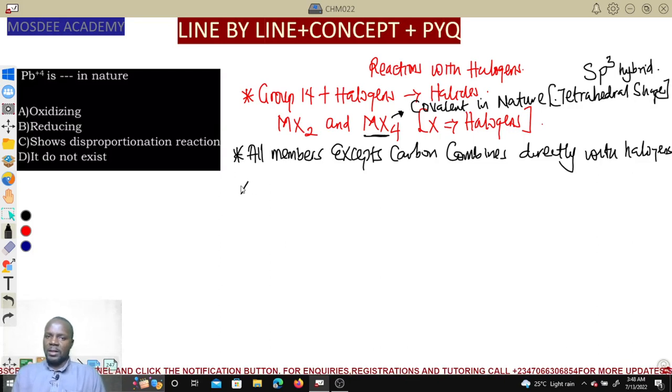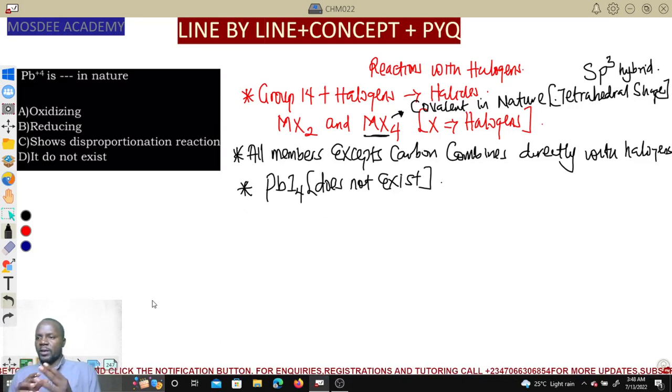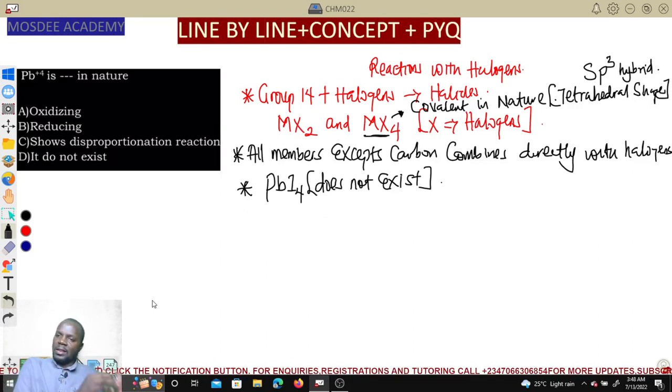What I now want you to keep in mind is that they combine with almost every member of the group, but PbI4 does not exist. And that is what I think the examiner setting the question actually wants to ask. PbI4 does not exist because the bond does not exist between lead and iodine. The amount of energy released by lead is not sufficient to combine with the halogen. So please note that.